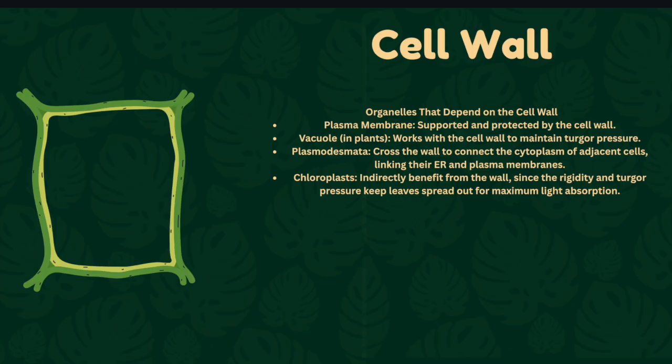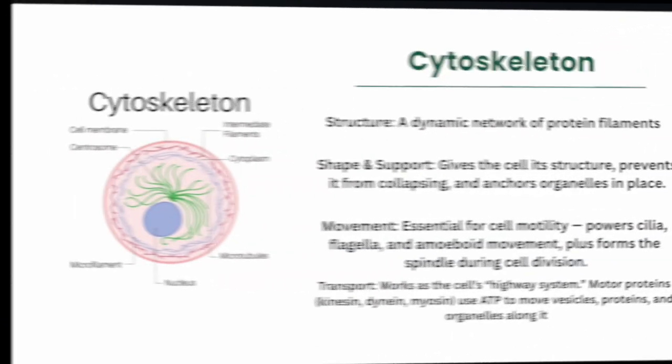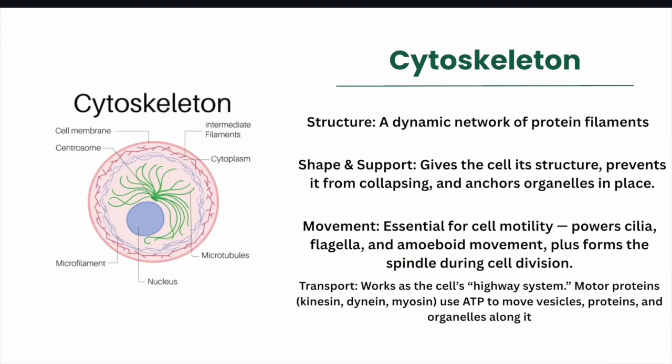The vacuole in plants works with the cell wall to maintain turgor pressure. The plasmodesmata cross the wall to connect the cytoplasm of adjacent cells, linking their ER and plasma membranes. Chloroplasts indirectly benefit from the wall, since the rigidity and turgor pressure keep the leaves spread out for maximum light absorption. Now, moving on to the cytoskeleton.